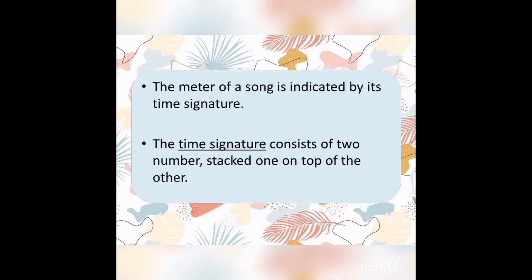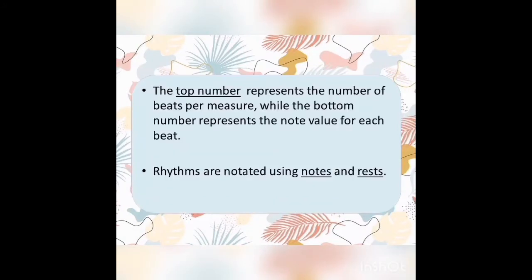The meter of a song is indicated by its time signature, which consists of two numbers stacked one on top of each other. The top number represents the number of beats per measure, while the bottom number represents the note value for each beat. Going back to rhythms, they are notated using notes and rests.